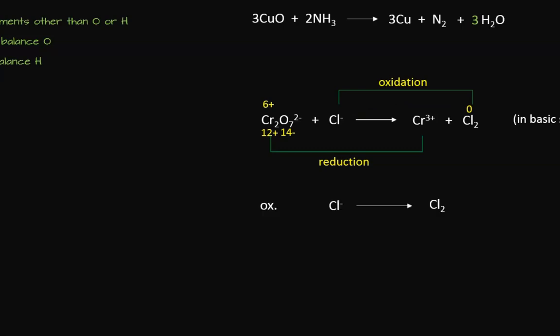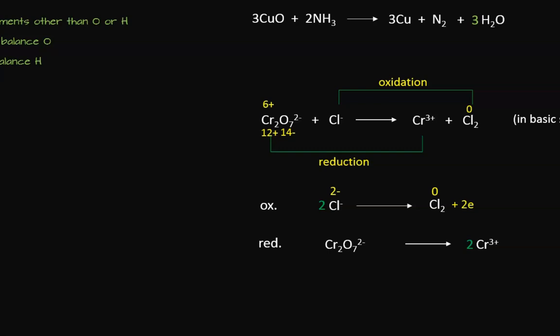Let's write the oxidation and reduction reactions. First, balance each half reaction with a 2 here for chlorine and a 2 here for chromium. The total oxidation number for these two chloride ions is 2-, and for Cl2, 0. Oxidation is loss of electrons, so 2 electrons show here as products.